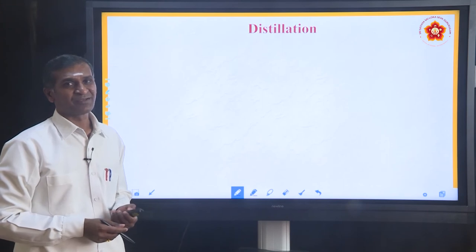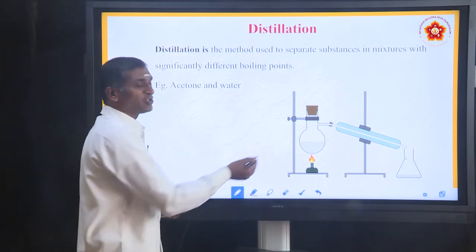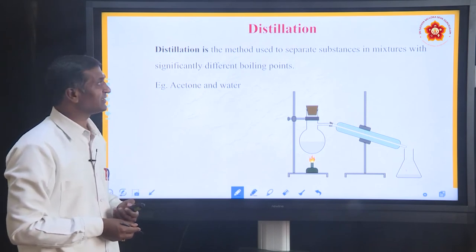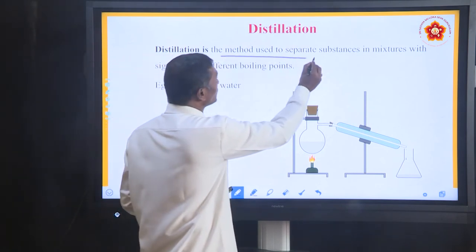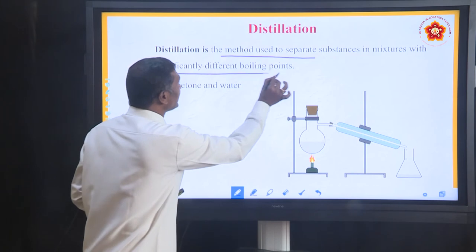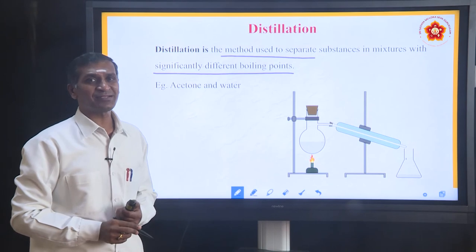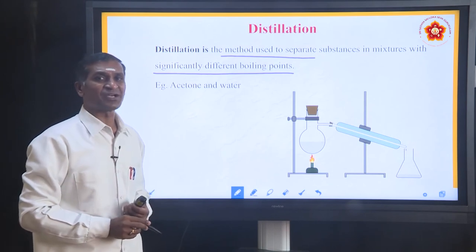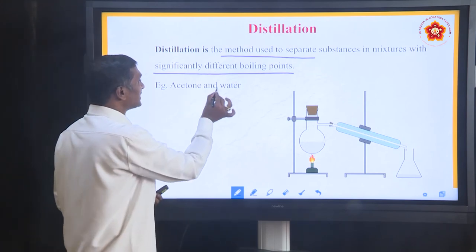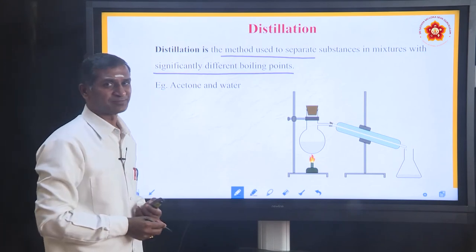Distillation, a unique process which all of you have viewed. If you observe the animated picture here and the setup, what is distillation? It's the method used to separate the substances in mixtures with significantly different boiling points, to separate the components in the mixture which have different boiling points. Example, acetone and water. Acetone, ethyl alcohol.